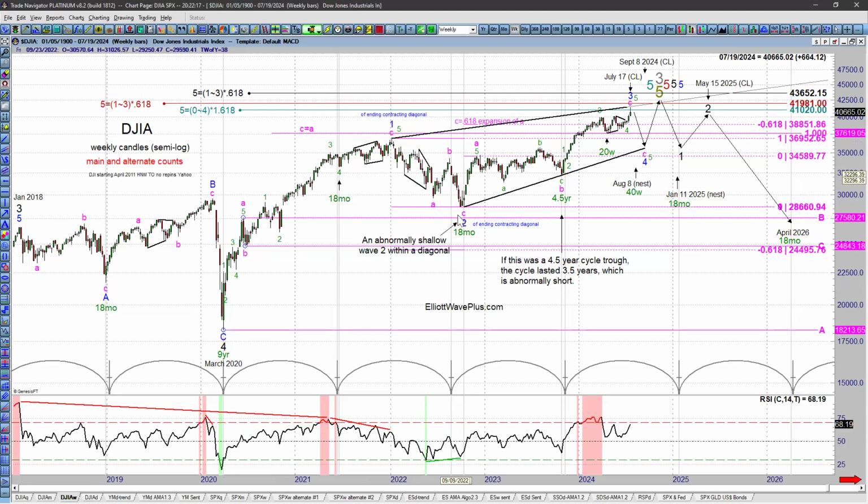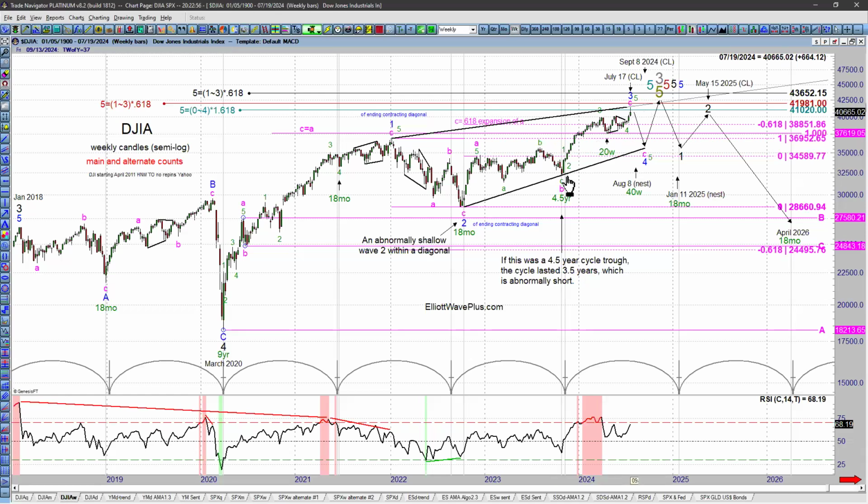Then wave twos of diagonals are typically deep retraces, but this one was not typical. It was shallow. So A, B, C for wave two, it was only about a 0.382 retrace. Typically wave twos retrace from more like a 66 to 81%, way lower, but that one did not. And then we get an A, B, C zigzag for wave three and is very likely complete very recently within the last couple of days.